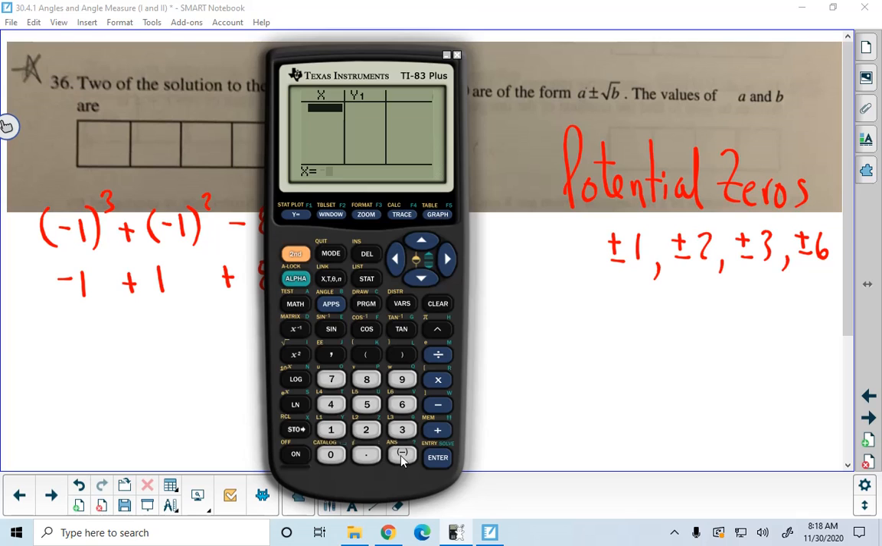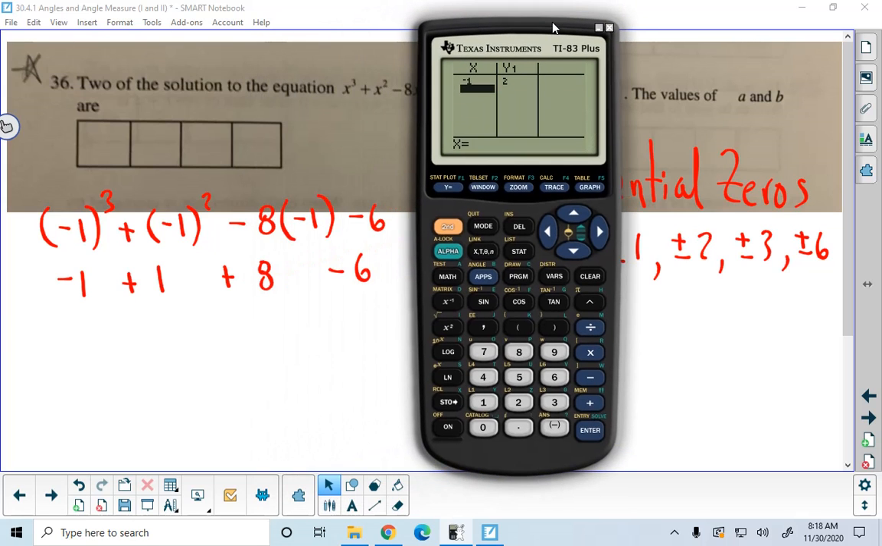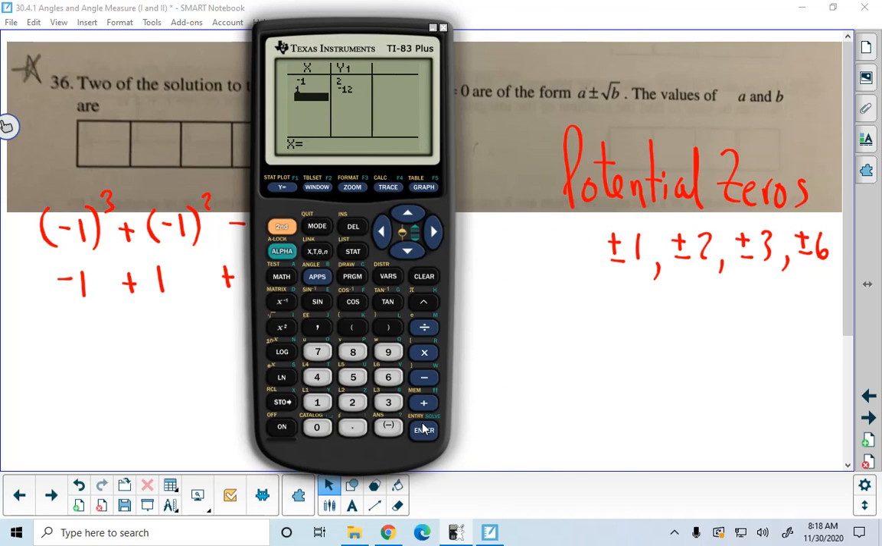x. So we put in -1 on paper, and we ended up with a number that was not 0. We ended up with 2. We could try 1. I don't believe 1 is a 0. 2 is not. -2 is not. 3 is not. -3 is. So again, using your calculator to be a little more economical with your time is a really, really good idea.